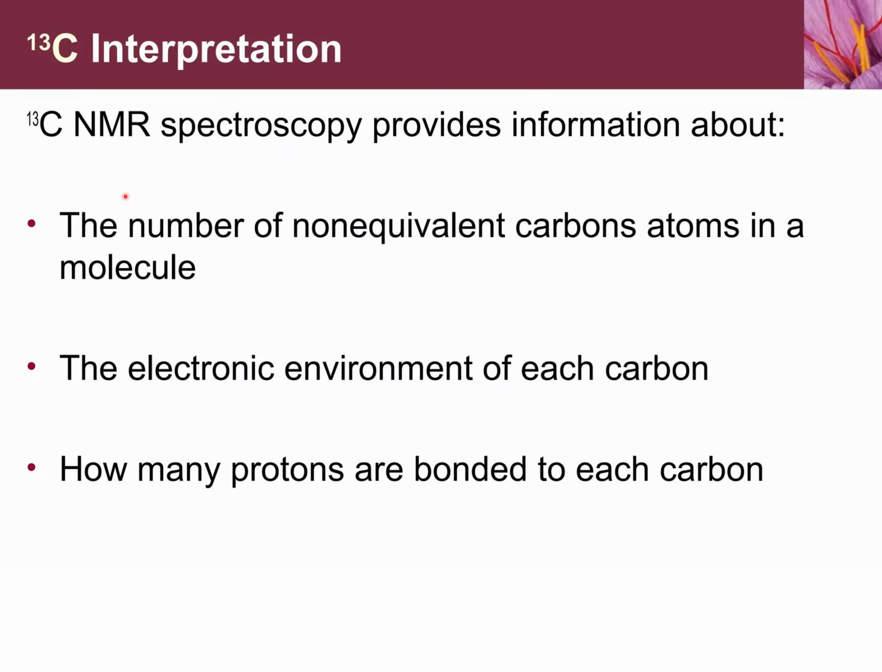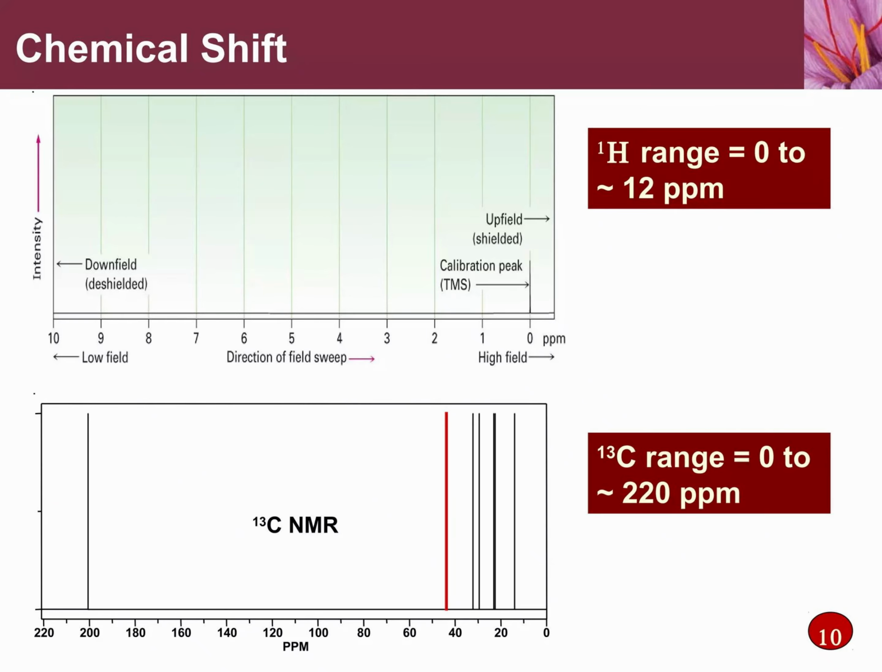So ultimately, it provides information about the number of non-equivalent carbon atoms in a molecule, the electronic environment of each carbon, and how many protons are bonded to each carbon. In carbon NMR, we focus on the carbon rather than on hydrogen, which is what is shown in proton NMR. So this is the basic difference between proton NMR and carbon NMR.